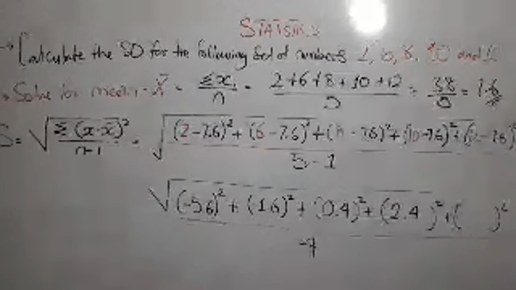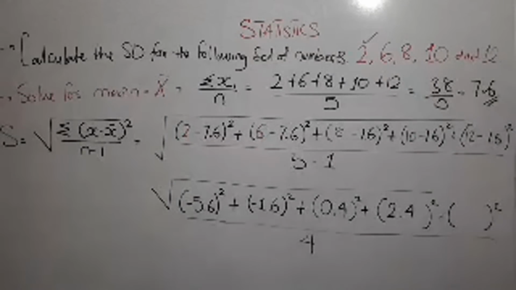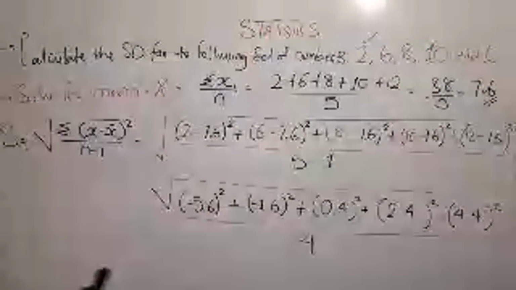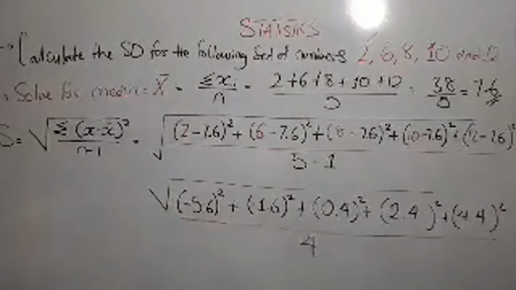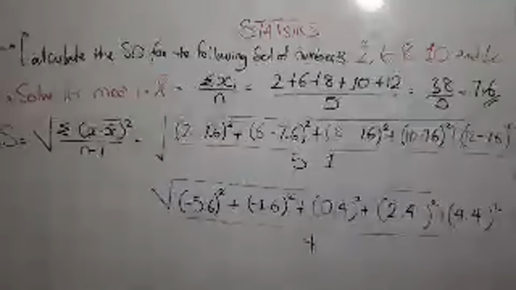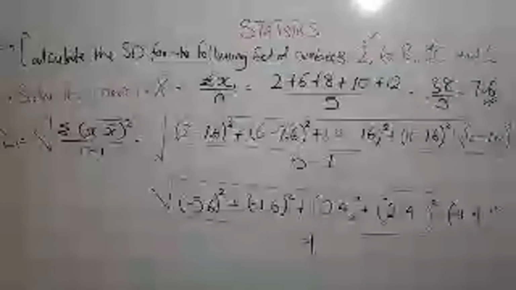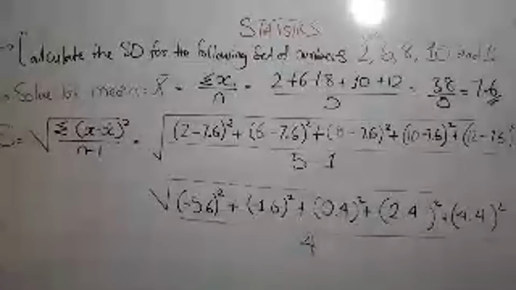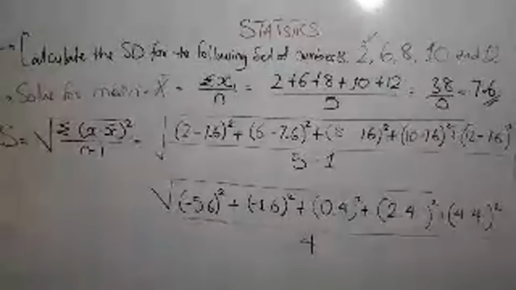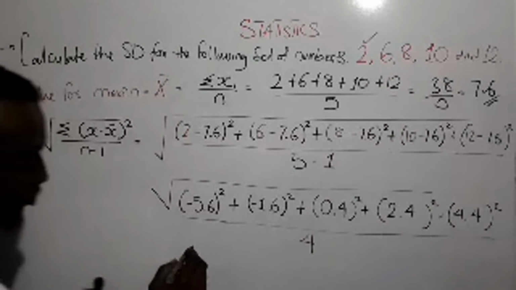So we have 12 minus 7.6. That's 4.4. All right. Good. So now we can go to the next phase, which is the main, and we are close to the final answer. All right. So from here, we can then say, all right, just a moment.